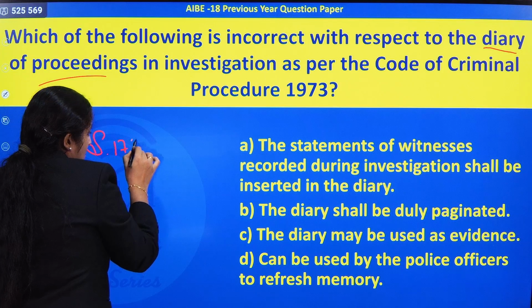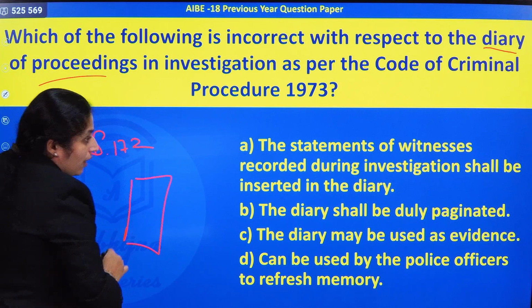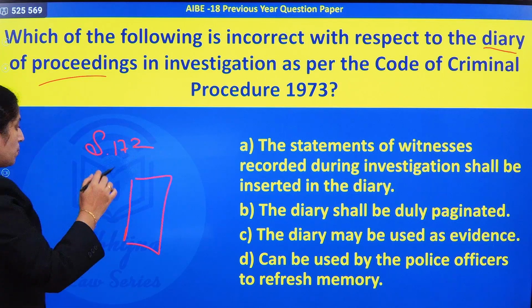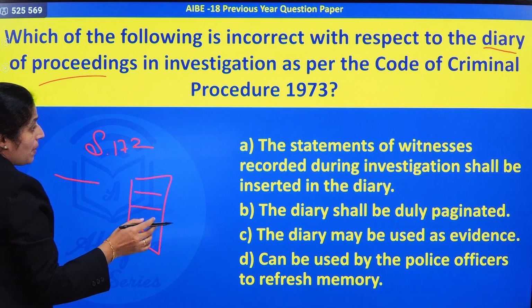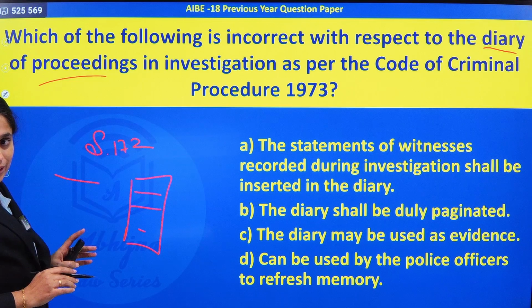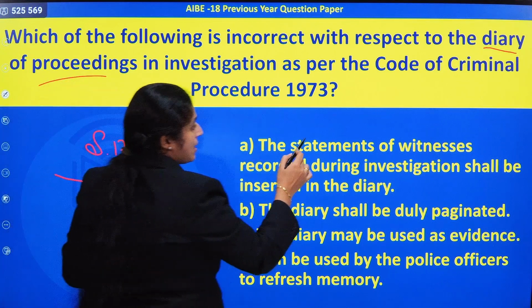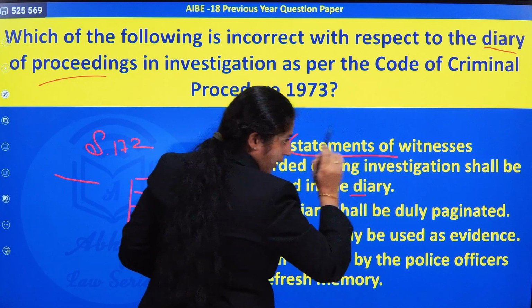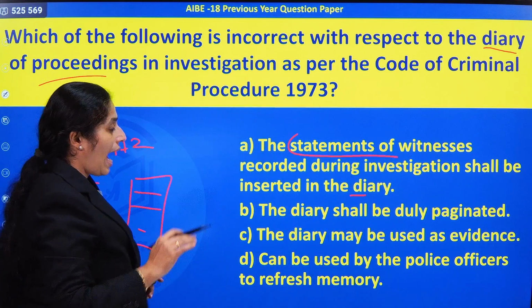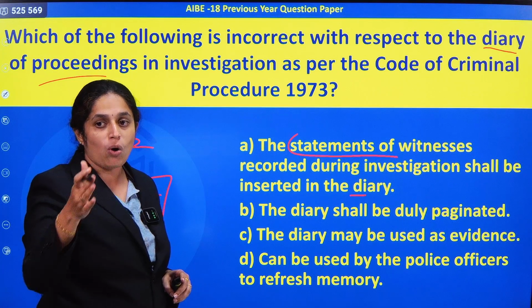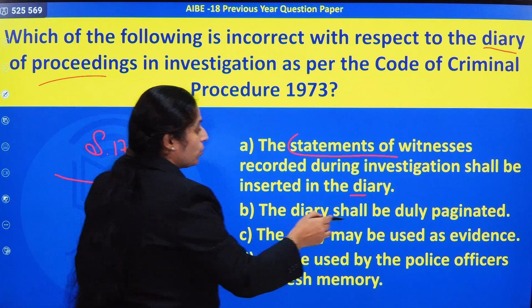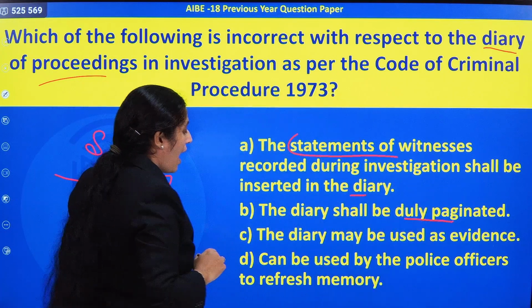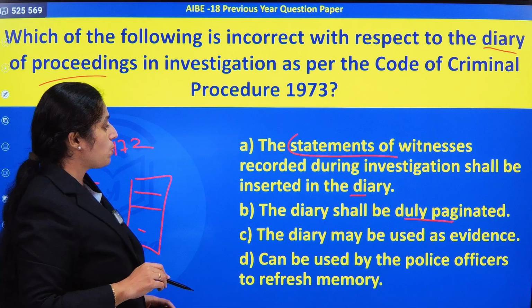So when the police maintain the diary during the investigation, all the case details have to be included in the diary. As per section 172 of CRPC, the witness statements have to be recorded in the diary. That is true, and it should be properly in volumes and properly paginated. Page numbers have to be included, it should be duly paginated.